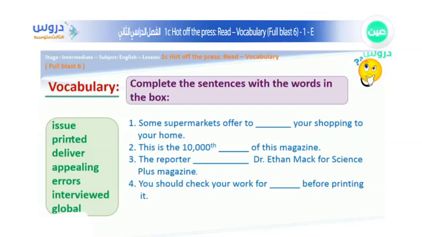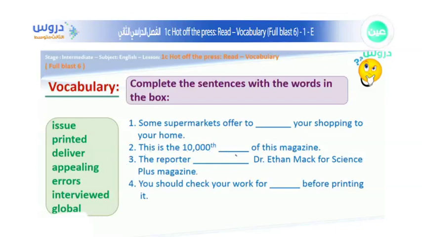Okay, issue is number 1, printed, 2, deliver, 3, appealing, 4, errors, 5, interviewed, 6, global. What do we put in the first blank? Yes, some supermarkets and even fast food restaurants, like McDonald's, deliver your food to your home.